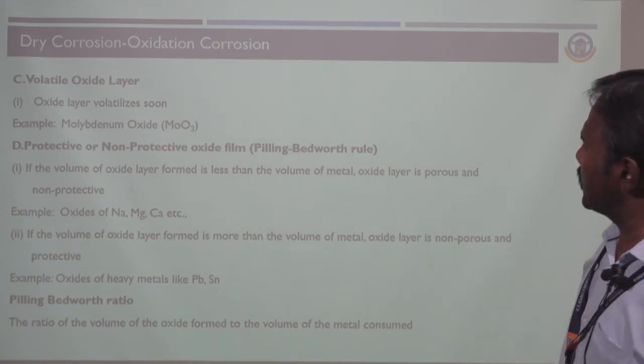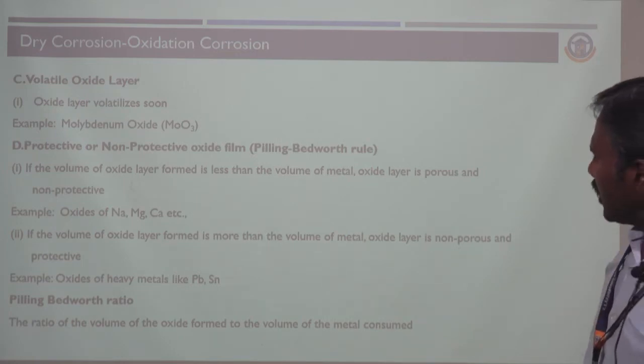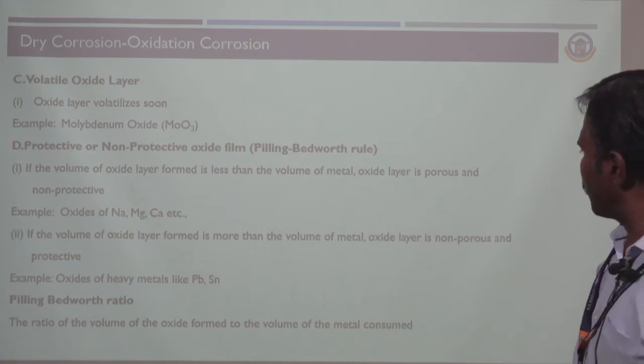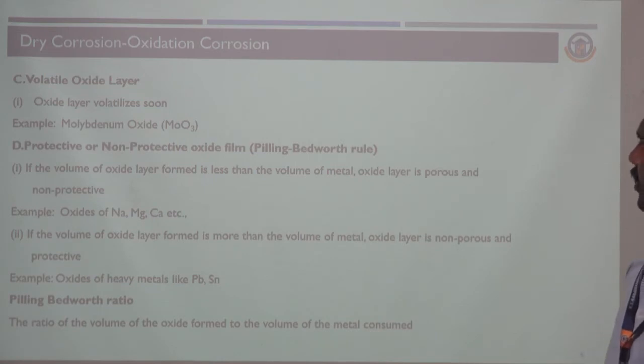And the fourth one is protective or non-protective oxide film, otherwise called the Pilling-Bedworth rule. The Pilling-Bedworth ratio is nothing but the ratio of the volume of the oxide formed to the volume of the metal consumed. Here we can say there are two categories. The first one is if the volume of oxide layer formed is less than the volume of the metal consumed, then the oxide layer formed is very porous and non-protective. This type of oxide layer is usually formed on the surface of sodium, magnesium, calcium.